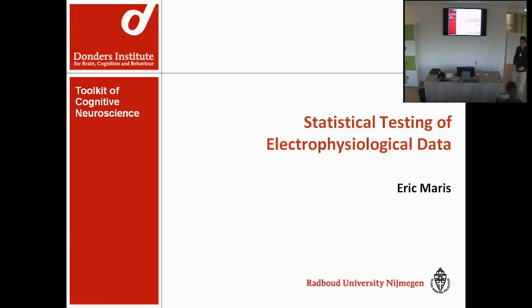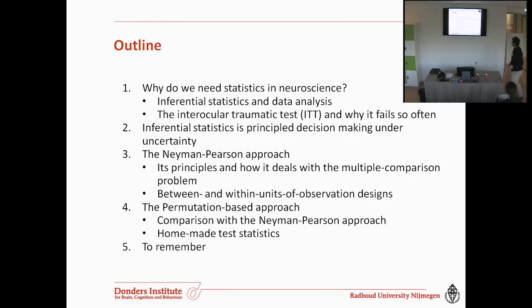Okay, welcome. So I'd like to take you through some aspects of statistical testing of electrophysiological data. This is a brief outline. I will start with an attempt to answer the question of why we need statistics in neuroscience, and that will involve aspects such as the difference between inferential statistics and data analysis. I will mention the details of a fairly unknown statistical test. It's called the interocular traumatic test, and I will explain why it is useful to understand inferential statistics.